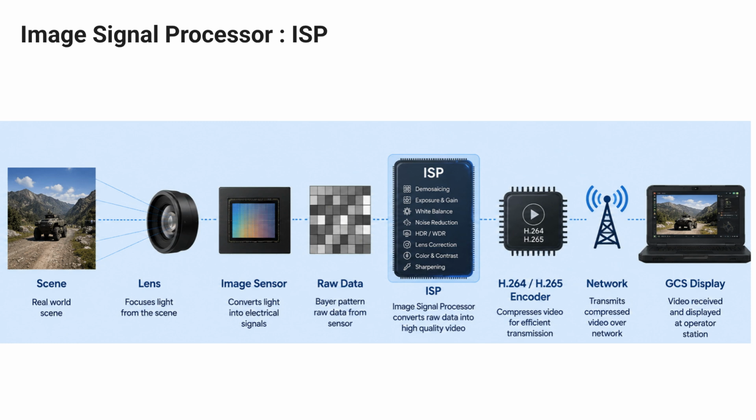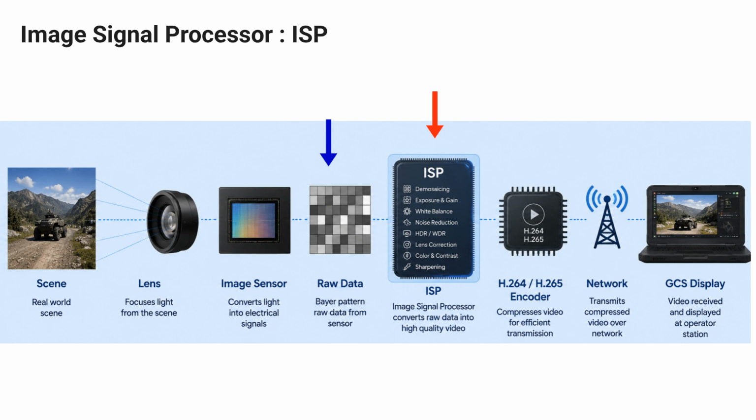Before we begin to understand what an ISP does, let us understand where an ISP sits in the flow of image capture. Let us understand where the ISP fits within the complete camera video pipeline. The process begins with the real-world scene. The lens focuses incoming light onto the image sensor, which converts that light into electrical signals. At this stage, the output is still raw sensor data and is not ready for viewing.